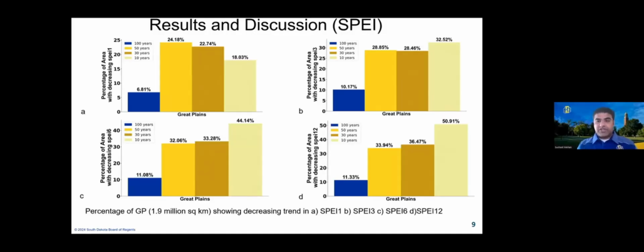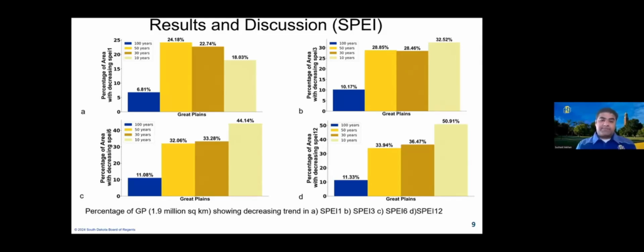6.81% of the Great Plains region shows a decreasing trend in SPEI 1. However, this trend increases dramatically over shorter time frames. That means in 50 years, we saw 24.18% of the area showing a decreasing trend. In the 30-year period, 22.74%, and in the last 10 years, 18.03% of the area shows the downward trend.